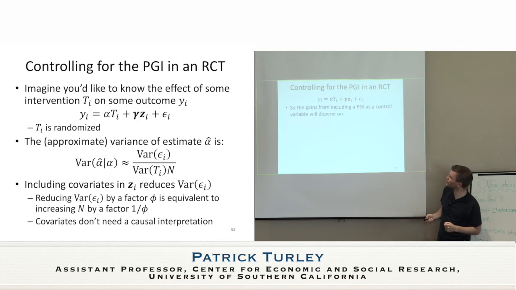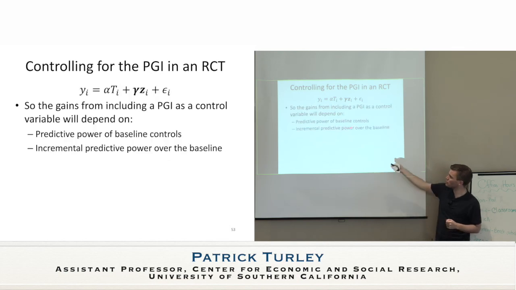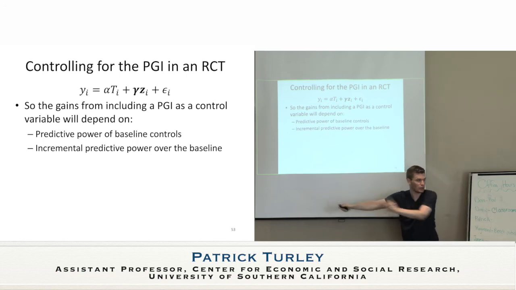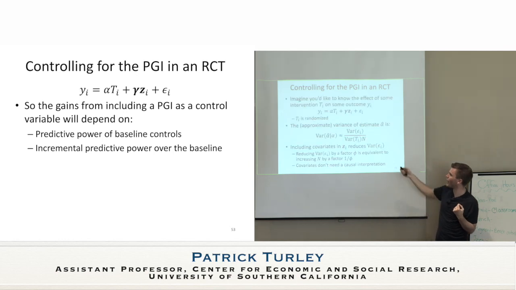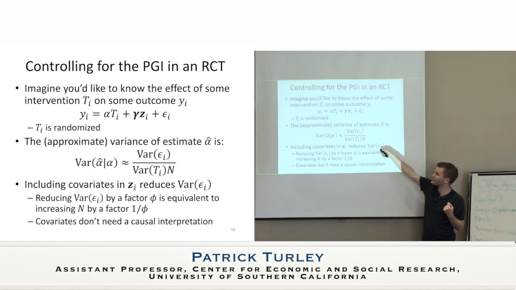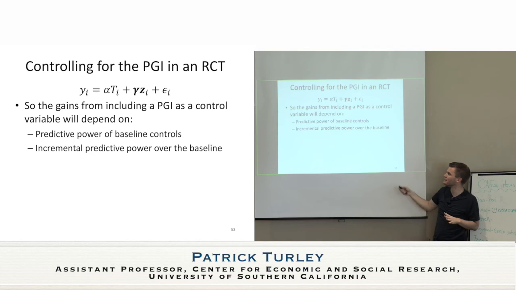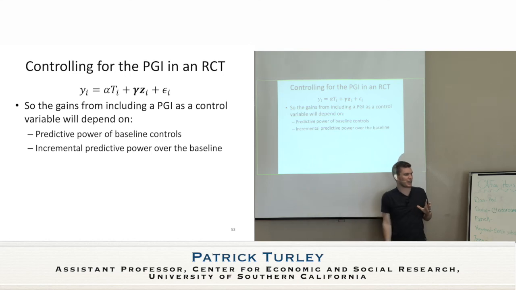So the point here is that the gains from adding a PGI as a control will depend on two things. First, you want to know what is the variance of epsilon if you don't have the control versus if you do have the control. What that means is that you want to know the predictive power of the baseline controls: how much of the variation do your initial controls already explain, versus how much additional information the PGI adds.